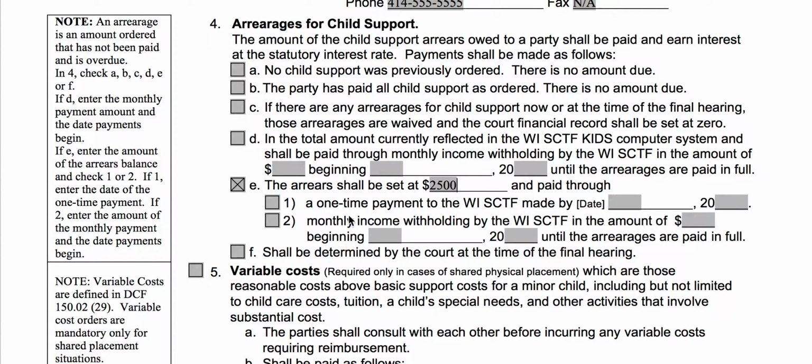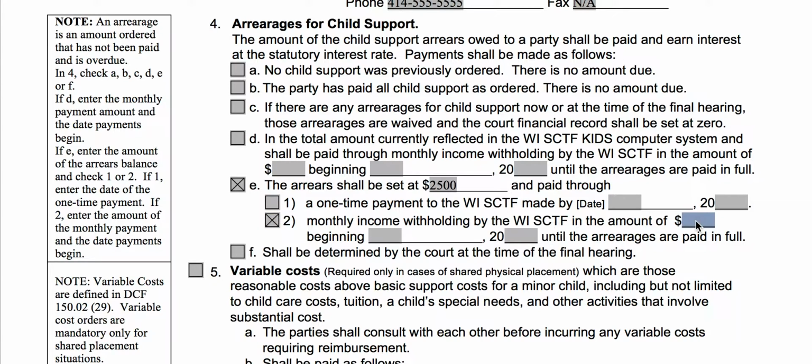And then here you'll indicate if it's going to be paid through a one-time payment. So if John's just going to pay Jane $2,500, you would check 1, and then put the deadline by which John has to make that payment. Or if they can't pay off that whole amount, even though I'm agreeing to this number, they still can't pay it all off, you can also do it by a monthly income withholding.